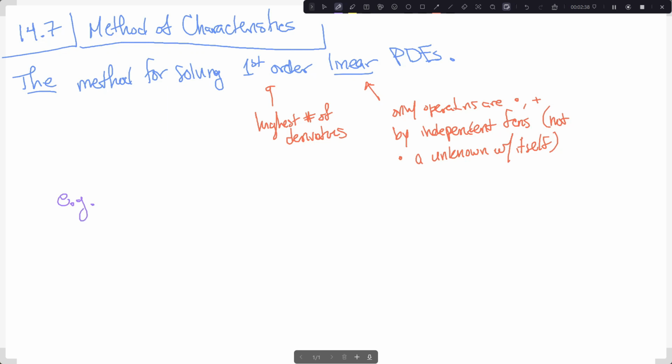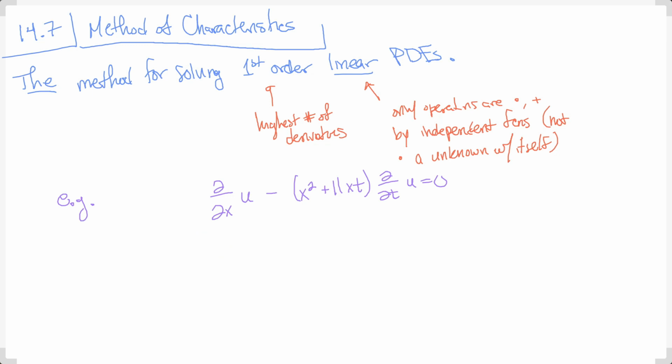So a nice example of this, for example, the PDE (x + t) partial x u minus (x squared + 11xt) partial t u equals 0 is a linear first order PDE, because I only have one derivative on each term, and I'm only multiplying by independent functions. I'm not allowed to multiply by u. If I put a u here, this term would not be linear. So we want to make sure that anything we're multiplying by is not the function we're trying to solve for.